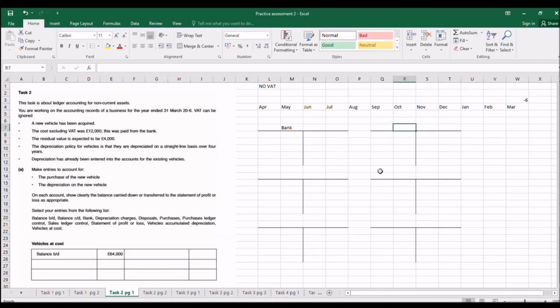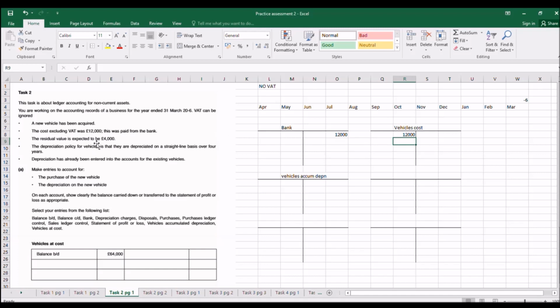So we've got VAT, we've got vehicles cost, and we'll have vehicles accumulated depreciation. Terrible spelling up here by me there. Right, so we'll have those ones there. And so the first thing we're going to do is credit the bank 12,000, and debit vehicles at cost 12,000.